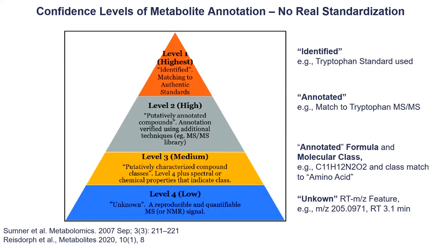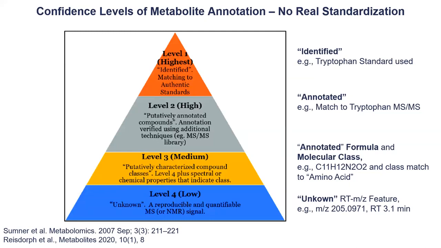I mean, level 1 is always the highest level: you have the reference standard, you run it on your system with the same settings. So you have the retention time, you have the fragmentation pattern. And this is when you say it's a level 1 annotation. Level 2 is if you don't have the reference standard, so you can do library matching, which I think is most of the time the case, because we will not have a standard for everything.